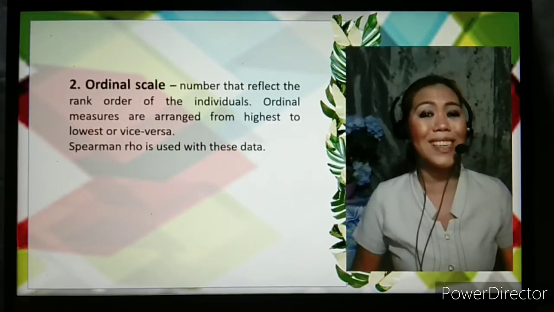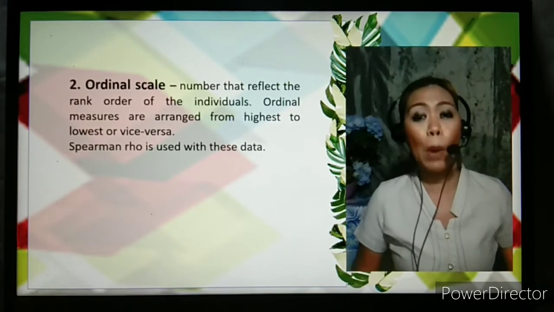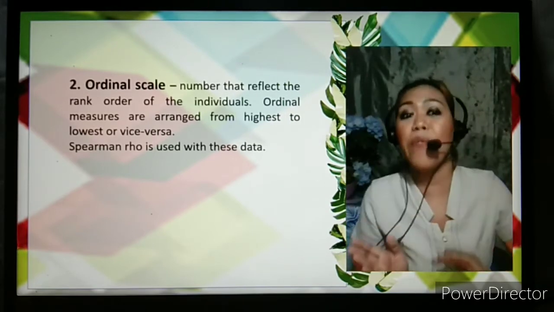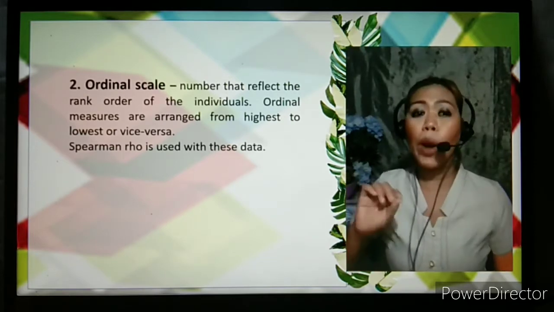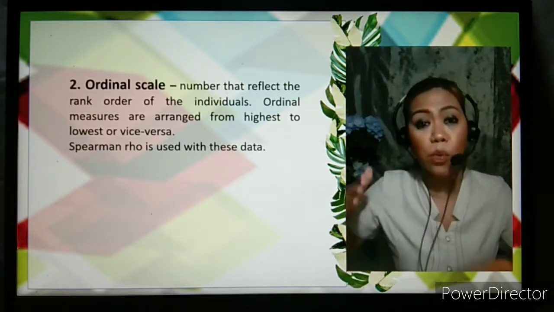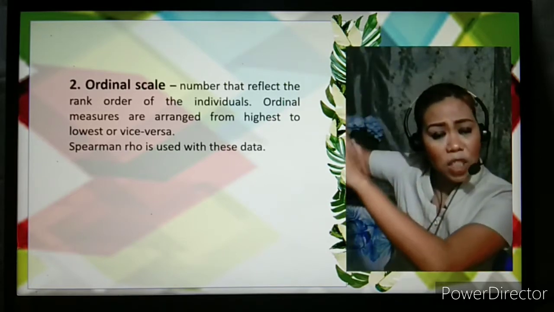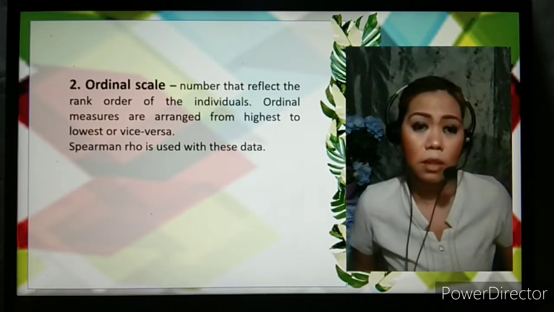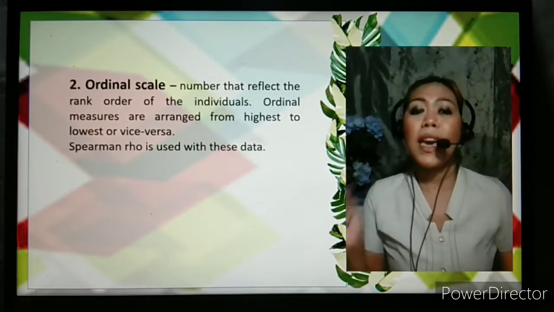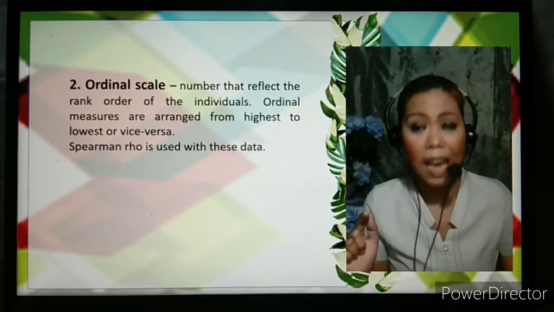Second is ordinal scale. Numbers that reflect the rank order of the individuals. Ordinal measures are arranged from highest to lowest or vice versa. For example, Spearman rho is used with this data.